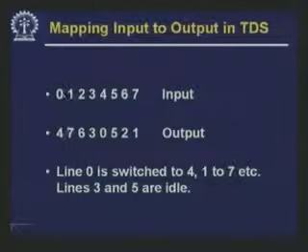Similarly, just as we have 0 to 4, we have 4 to 0. So, this is a bidirectional, duplex communication going on. In the first slot, let us say the 0th slot, line number 4 reads it, and in the 4th time slot line number 0 reads it. So, line 0 is switched to line 4, 1 to 7 and so on, and lines 3 and 5 are idle.